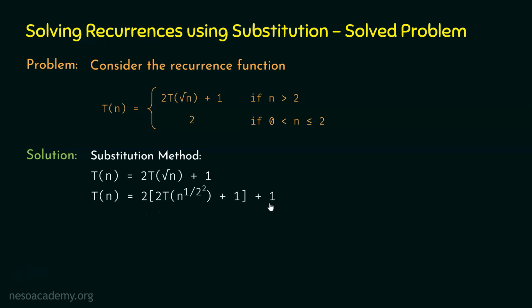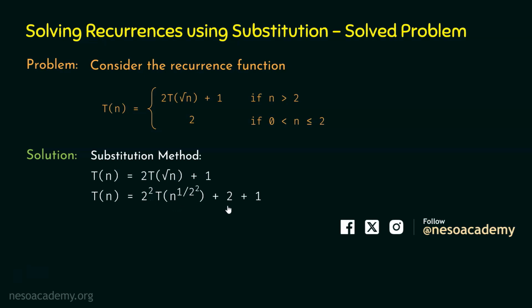So the equation so obtained is Tn = 2^2 Tn^(1/2^2) + 2 + 1. This is according to the substitution method. Now we have this new Tn in terms of Tn^(1/2^2).